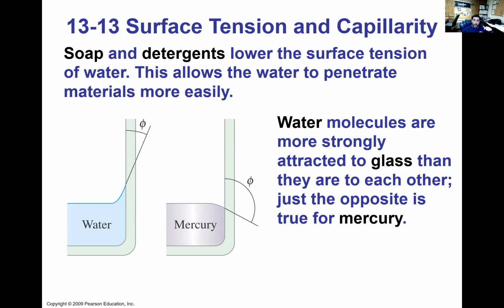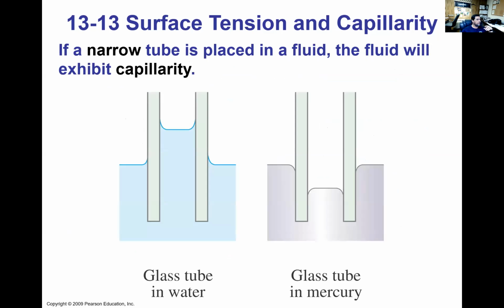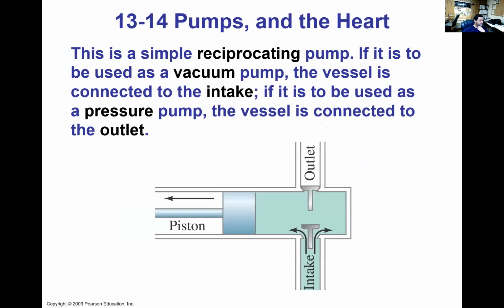As opposed to mercury, it's the exact opposite. Mercury atoms are not attracted to the surface of the glass, so it dips downward. It's like the meniscus is upside down. Okay. If you have a tube that's narrow enough that you place down into a fluid, the fluid will work its way up the tube, and that is what capillarity is.